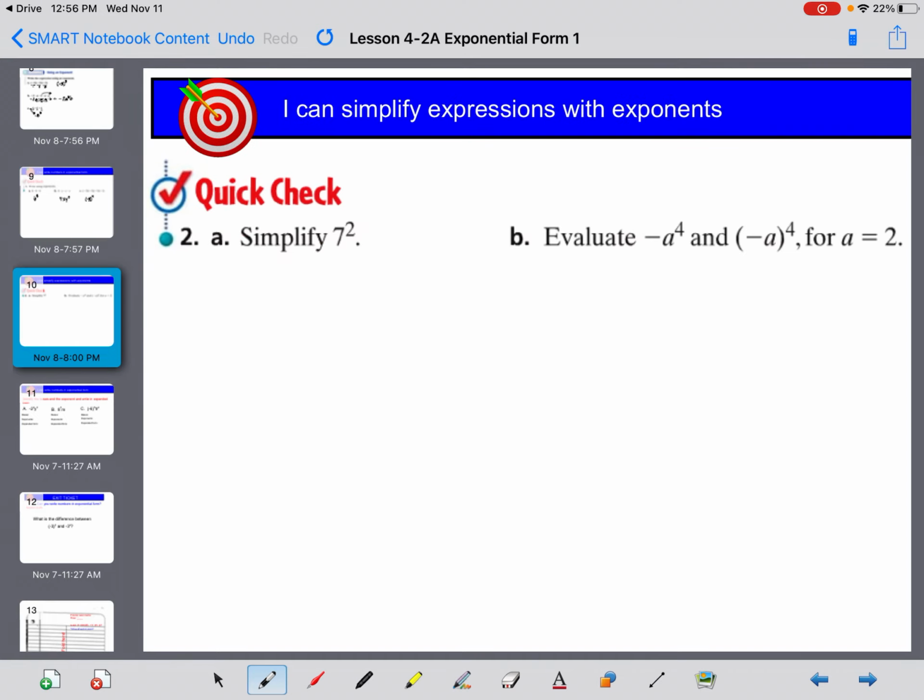Okay, simplify 7 to the 2nd power, and then evaluate negative a to the 4th and negative a in parentheses to the 4th when a equals 2. Pause the video, try these 2, and come on back to compare your answers to mine.